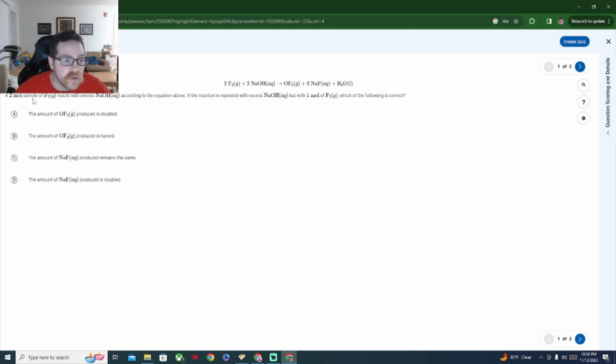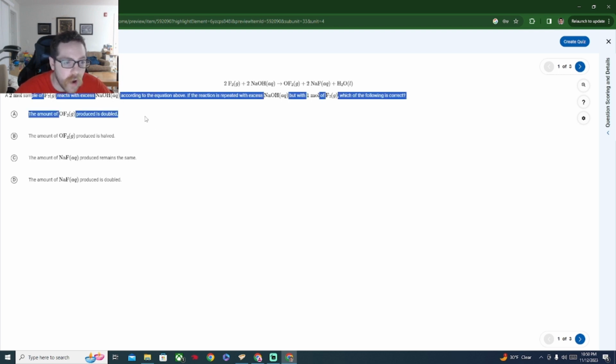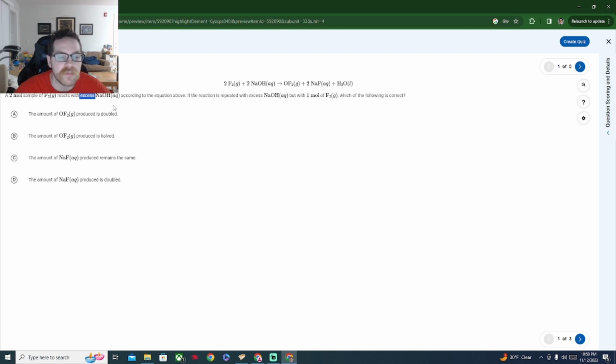Stoichiometry. A 2-mole sample of F2 reacts with excess NaOH. First off, always take note of this word, excess. More than enough. Stop worrying about how much NaOH there is. Doesn't matter. You have more than enough. If the reaction is repeated with excess NaOH but 1 mole of F2, which of the following is correct? You're going to make half as much.